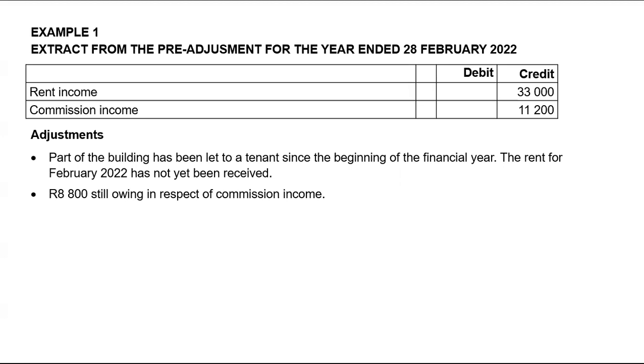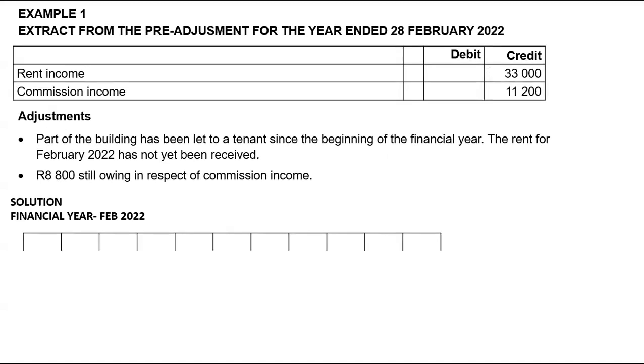Now, how do we record this? The key is to start with your financial year. Our financial year here will run from the 1st of March 2021 until the 28th of February 2022, and that will be a period of 12 months. However, note that our rent income here is 33,000. We can't say that 33,000 rand is income. It just represents what has been received. We let this property to a tenant since the beginning of the financial year. They've been staying at that property for 12 months. However, we did not receive rent for February, which is the last month of the financial year. We are owed that last month.